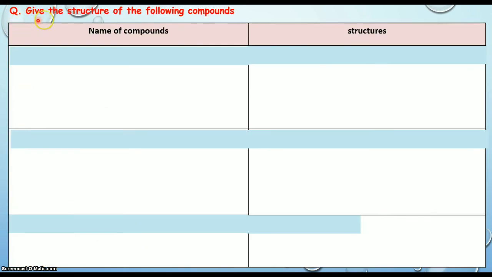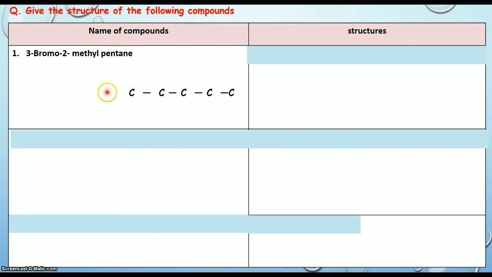Let us solve this question. Give the structure of the following compounds, and the first compound is 3-bromo-2-methylpentane. Pentane shows that 5 carbon atoms are in a straight chain. On the second carbon a methyl group is there, on the third carbon bromine is there. After that, the valency of carbon is balanced by hydrogen, and the correct structure is this.